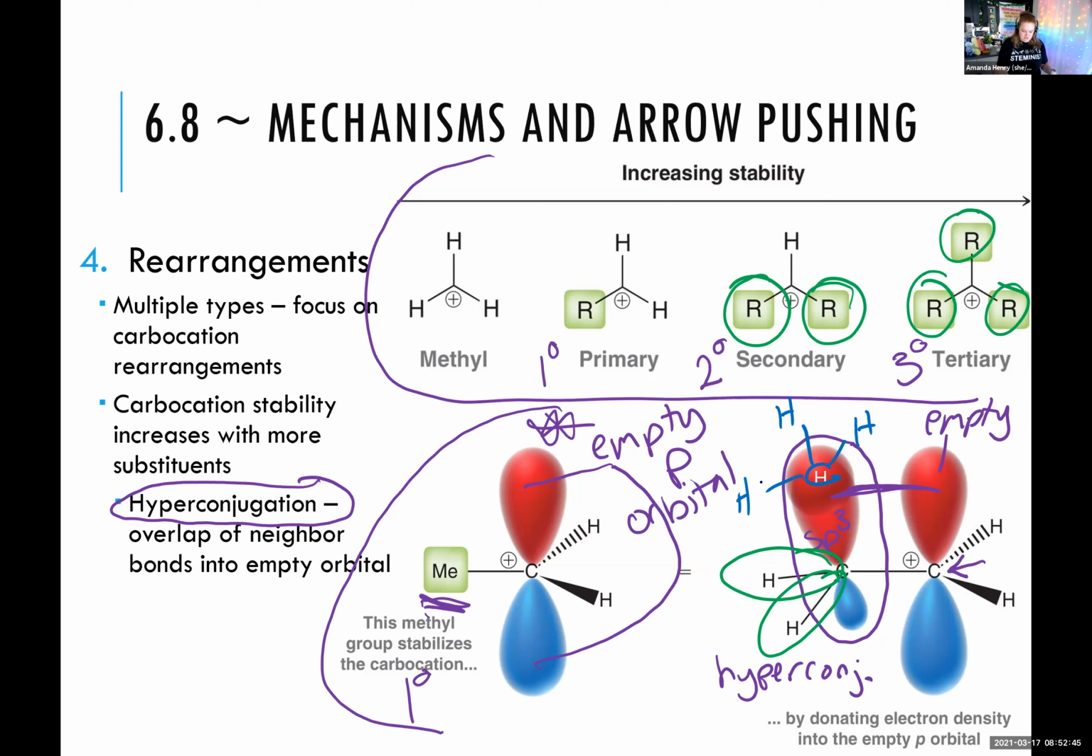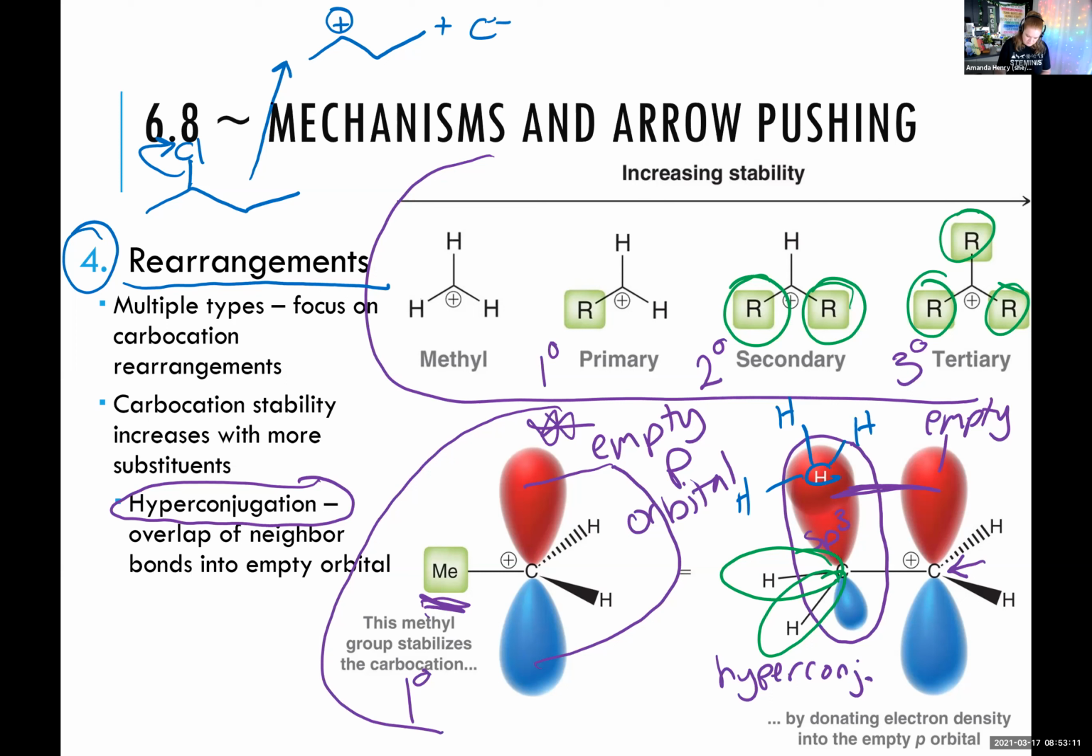This takes us to our 4th mechanism type, which is called a rearrangement. In some mechanisms, a carbocation will form. So for example, if we have a leaving group and that leaving group leaves, I'm going to go up here, it can create a carbocation. Whoops, need the L of that chlorine. There we go.